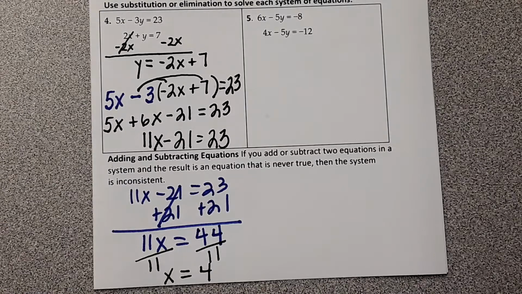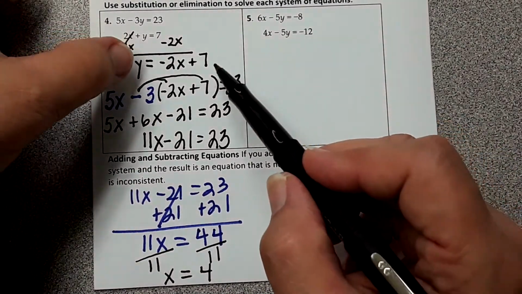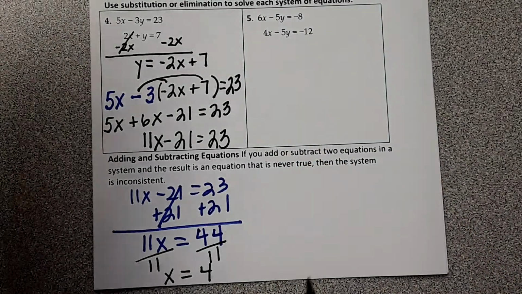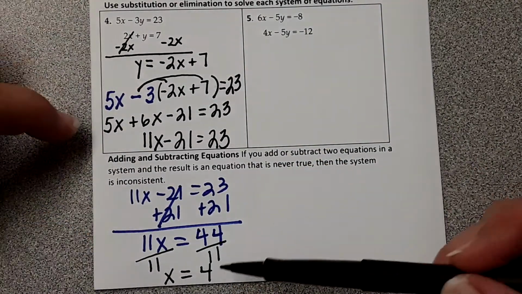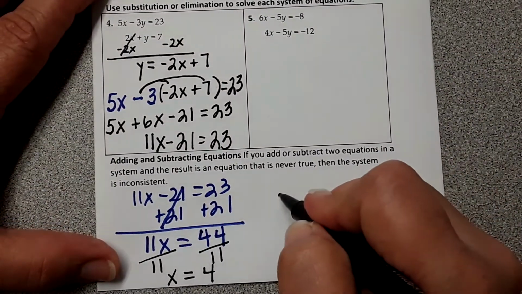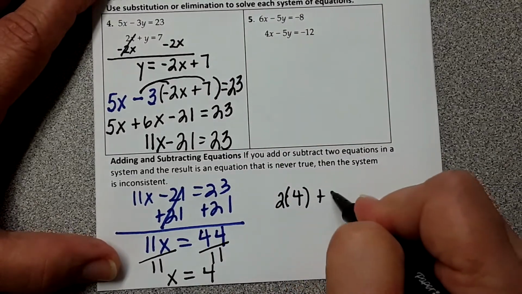Guess what we have to do now? We have to find y. You guys, whenever you go to find y, don't replace it in your new equation. Replace it in the original equation. Okay, so we're going to replace the 4 into the 2x plus y. So we're going to replace x with 4, and we're looking for y.